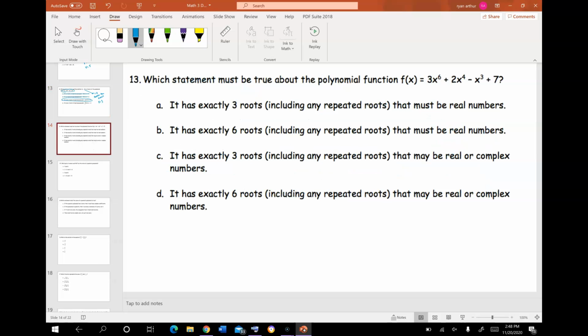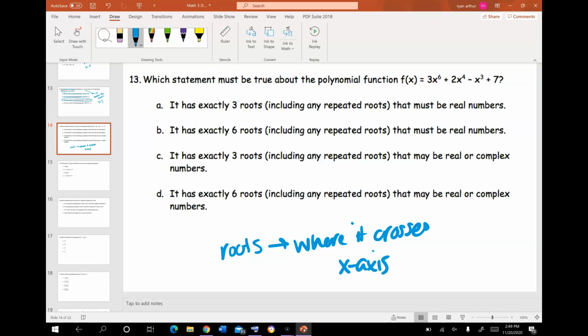All right. 14 says, which statement is true about the polynomial function? Well, it's talking about the roots, right? So remember, roots are where it crosses the x-axis. So I'm going to type that function in and see where it crosses. Now remember the degree of the function. What's the degree? The degree is 6, right? So that means there are 6 roots. Okay, we need to figure out who's imaginary and who's complex.